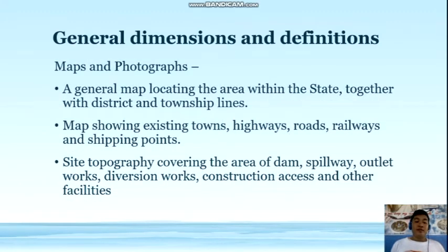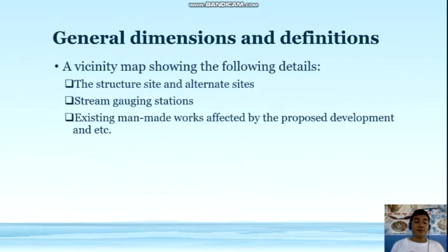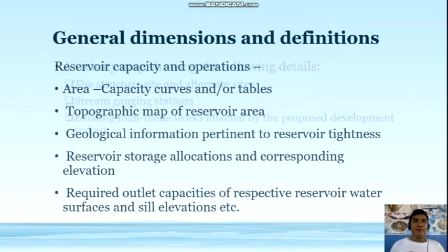Maps and photographs. A general map locating the area within the state together with district and township lines. Maps showing existing towns, highways, roads, railways, and shipping points. Site topography covering the area of dam, spillway, outlet works, diversion works, construction access, and other facilities. A vicinity map showing the following details: the structure site and alternate site, stream gauging stations, existing man-made works affected by the proposed development, etc.